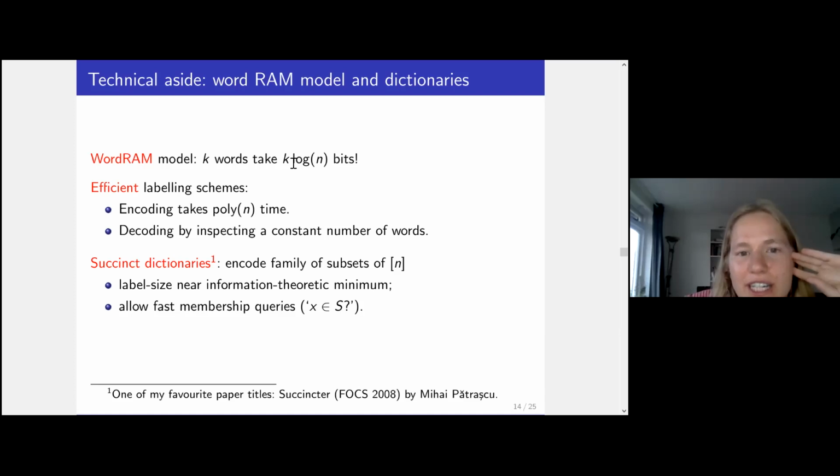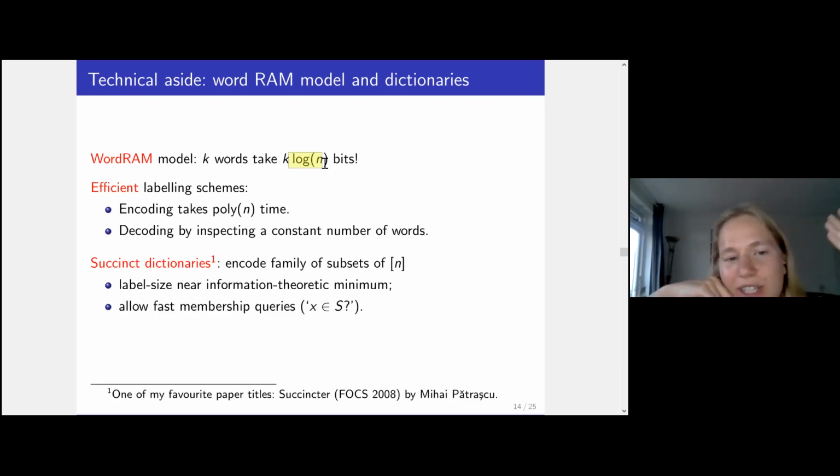So k words are k log n bits, because they're just elements from 1 up to n. So we can look at some constant number of elements from 1 up to n in our label, and that's everything we can do. And from that we need to find the adjacency.